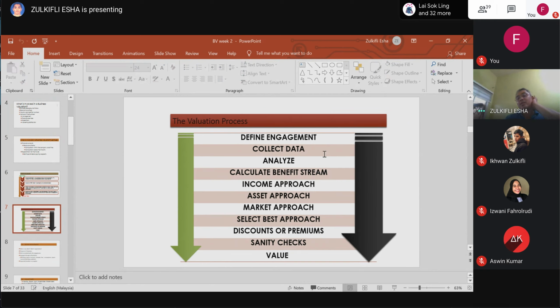After you have collected the data, done the analysis, and are satisfied with it, you can start to calculate the benefit stream. After that, you need to choose what type of approach you are going to use for this company: either the income approach, asset approach, or market approach. You have to select the best approach. If you have alternative approaches and select one of them, you need to justify why the approach you chose is the best to value the company. You need to stand by your evidence, your argument, and your reason why this approach is the best for valuing the company.